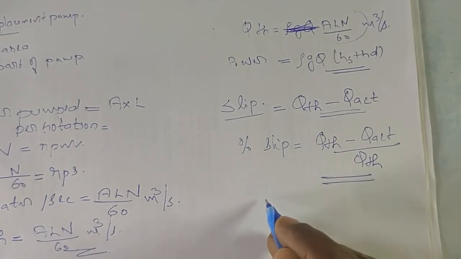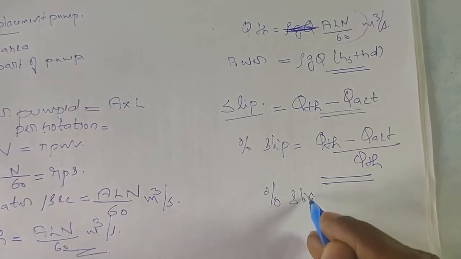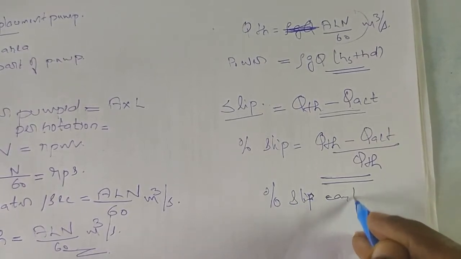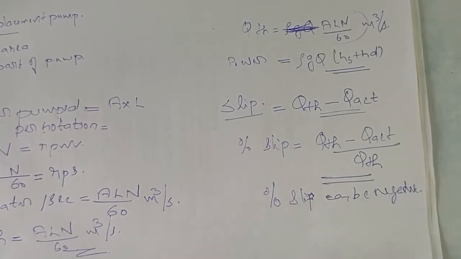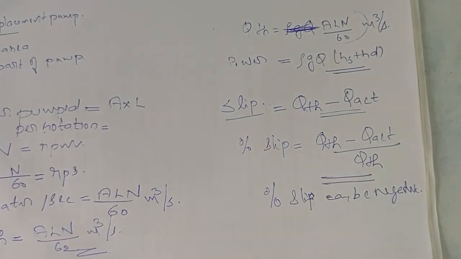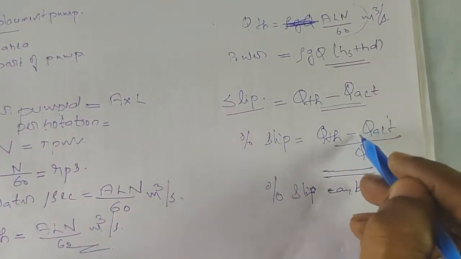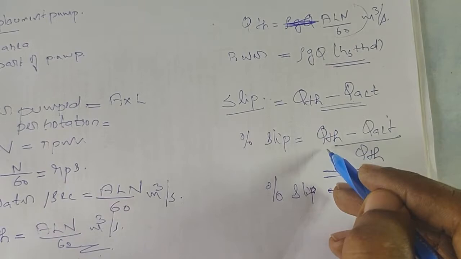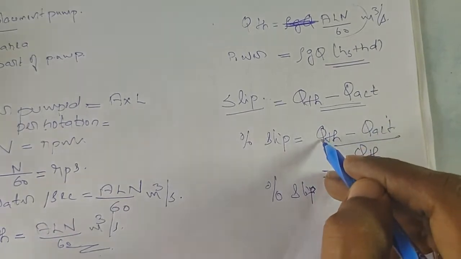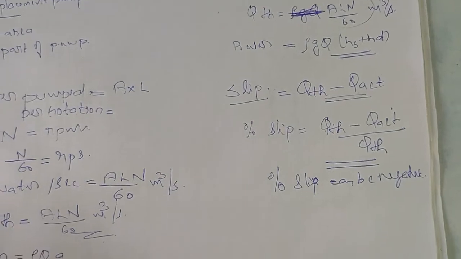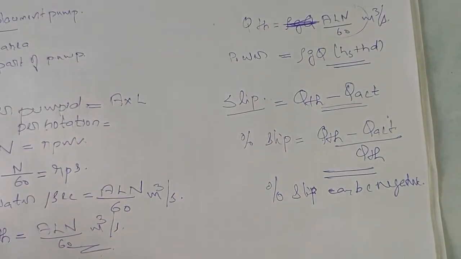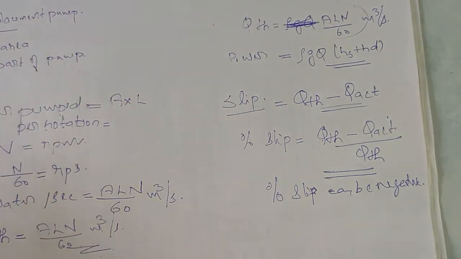This percentage slip in the case of a reciprocating pump can be negative. That means slip will be negative when Q actual is greater than Q_TH. Percentage slip means (Q_TH minus Q actual) by Q_TH, and that can be negative in the case of a reciprocating pump. That will happen when Q actual is greater than Q_TH. And when will this happen? When will Q actual be greater than Q theoretical?